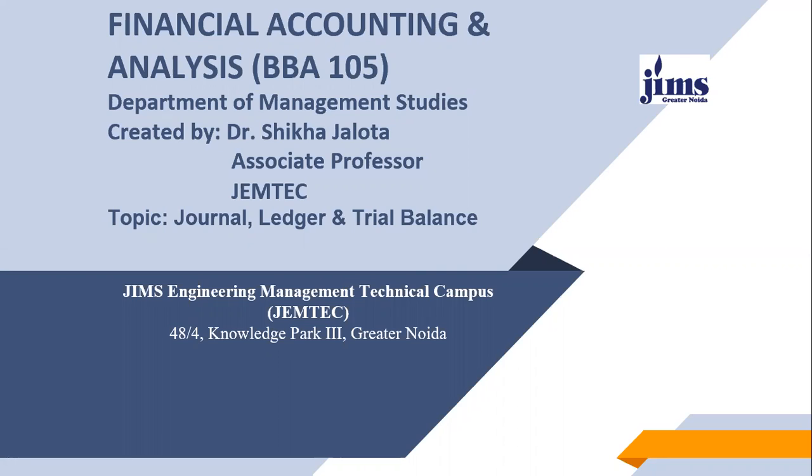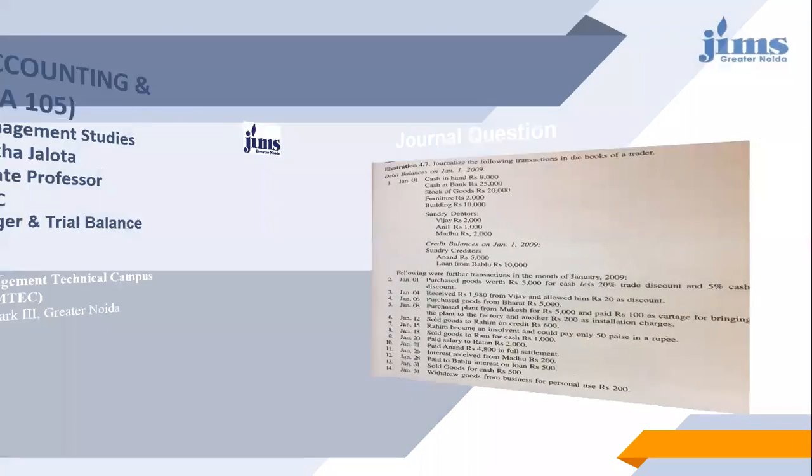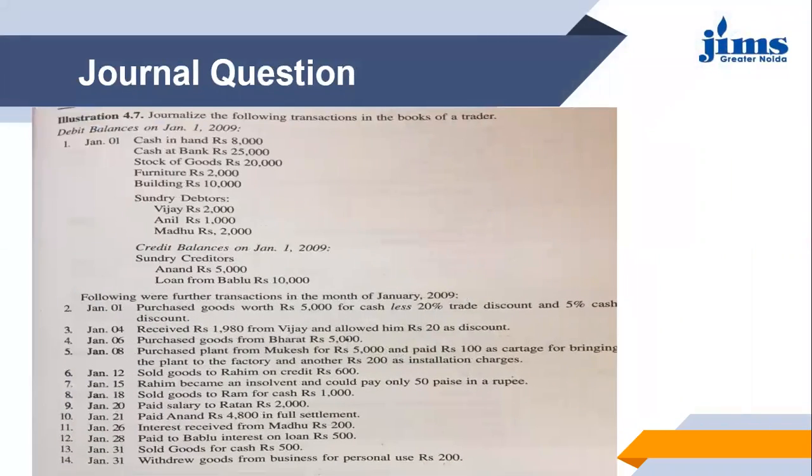As you all know, in the previous session, we were talking about the journal entries. We have taken up a question, and certain journal entries for that question we have already solved. Now we'll continue with the same question. So let's take up the question again. We have solved up till the 6th entry, that is 12th January, sold goods to Rahim on credit. Now we'll continue with the further entries of the same question.